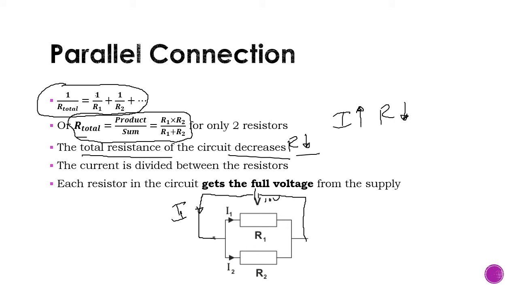Now finally, and this one is important before we do an example, each resistance gets the full voltage from the supply. If the supply is 10 volts, the first resistor, let's call it R1, takes 10 volts from the battery. This one also takes 10 volts from the battery. The question is why? When you connect things in parallel, instead of one charge leaving the battery, 2 charges leave the battery. And each of these charges carries 10 volts. Remember, voltage is the amount of energy per charge. So this one carries 10 and this one carries 10.